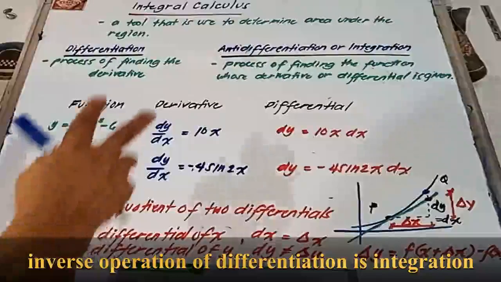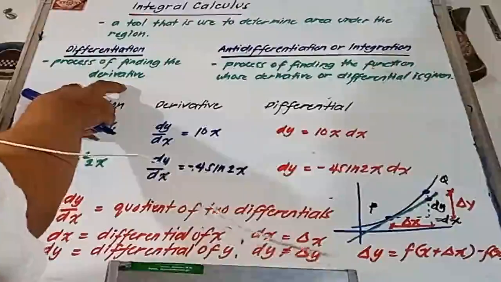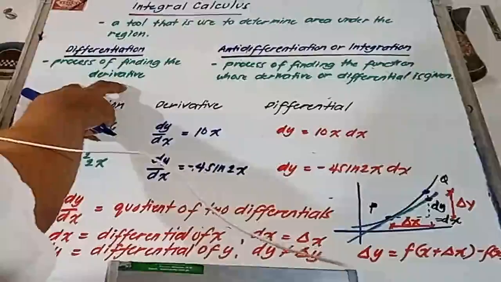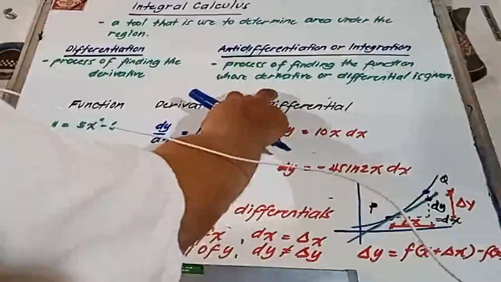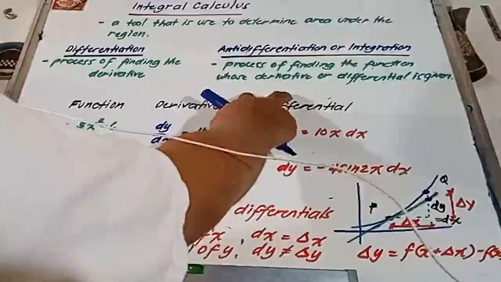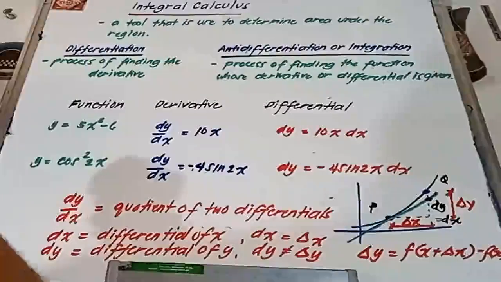Okay? Dito, given natin function, kinuha natin derivative, differentiation ng tawag. And then, dito naman, given yung derivative, ibabalik natin o hanapin natin yung function. Okay? Nakalagay dito, derivative or differential is given.